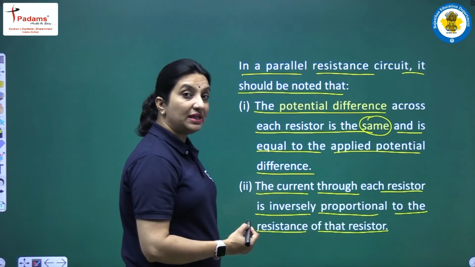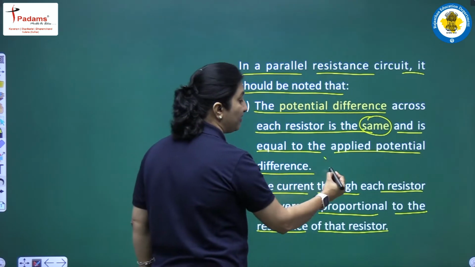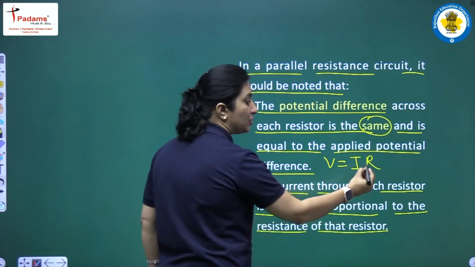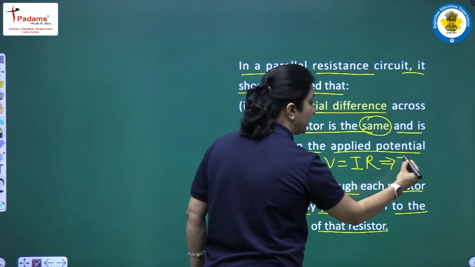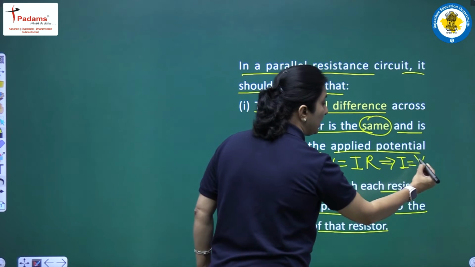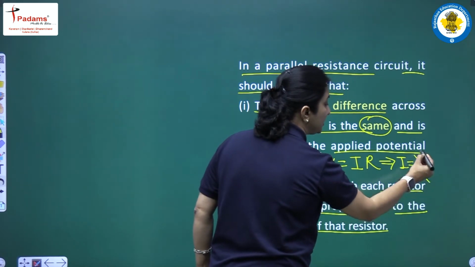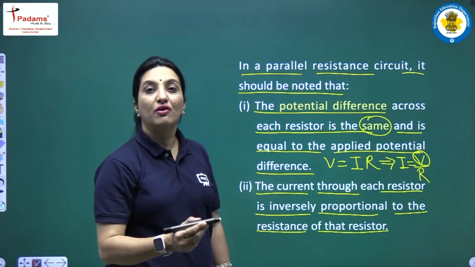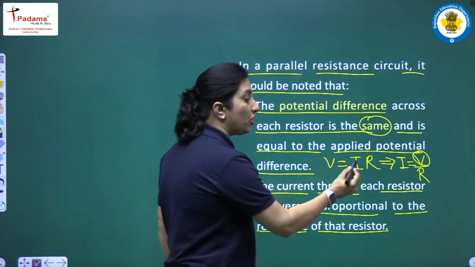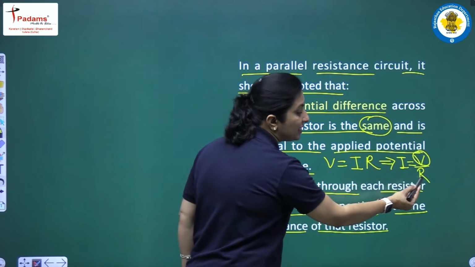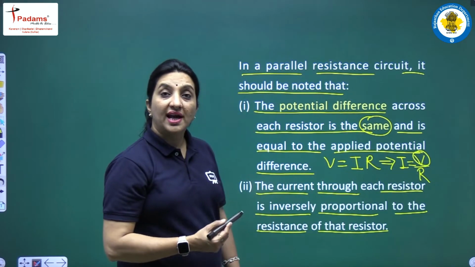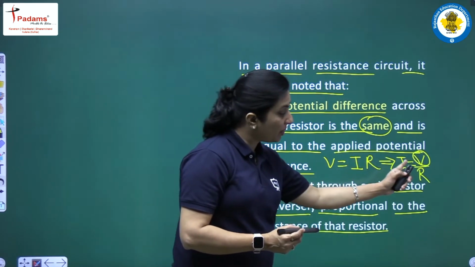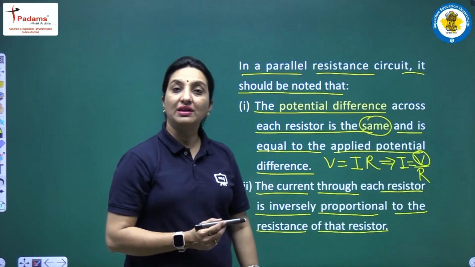Now what does this mean? This means that by Ohm's law what we have is V is equal to IR. So what does this imply? This implies that I is equal to V upon R. Now since V is common for all the three resistors, it is the same for all the three resistors. So what we see is I is inversely proportional to R. That is, the current flowing through each resistor is inversely proportional to the resistance of the resistor.